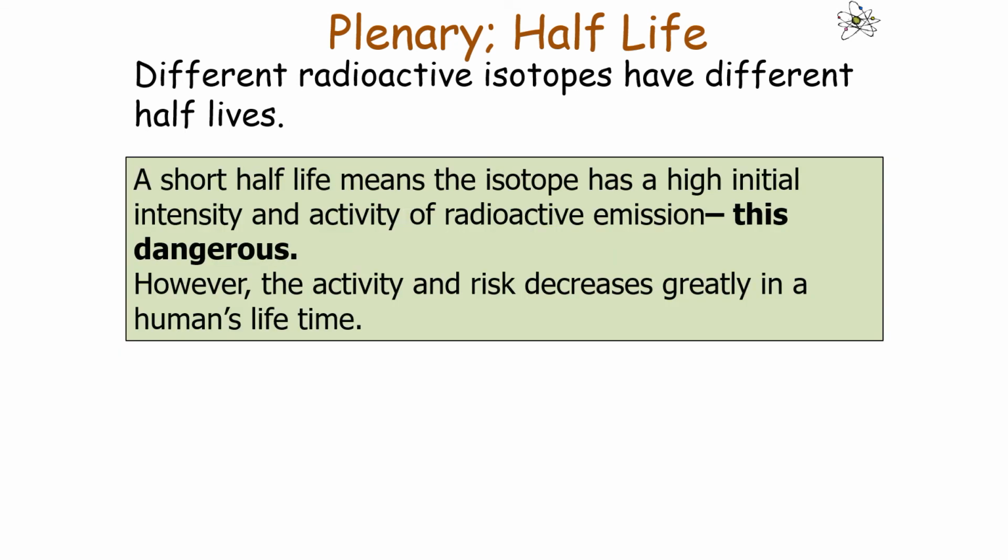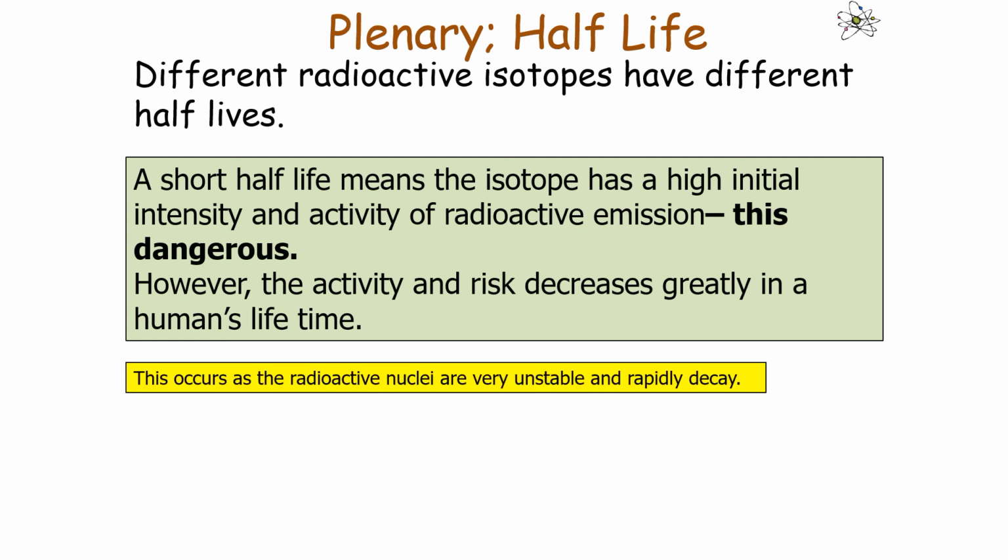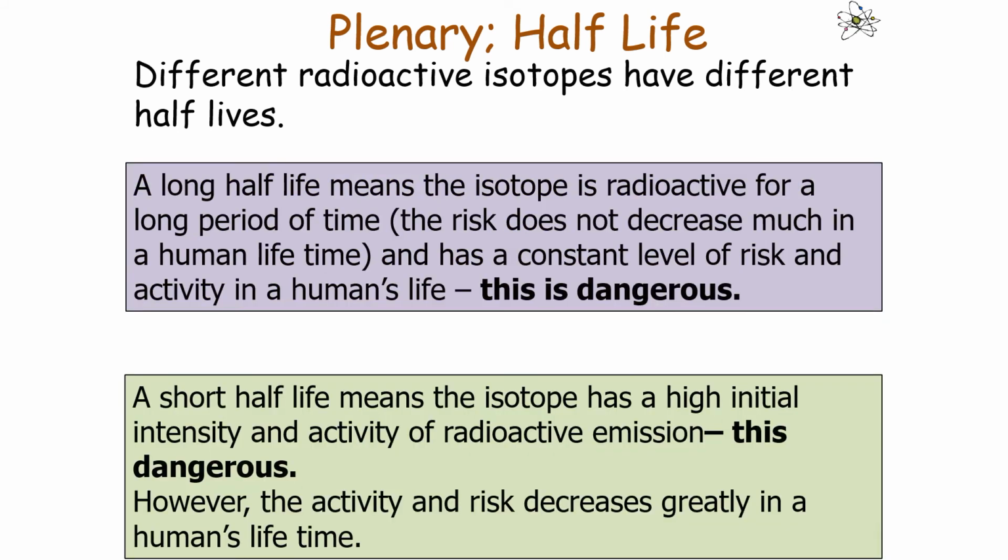Now, a short half-life means the isotope has a high initial intensity and activity of radioactive emission, which is also very dangerous. However, the activity and the risk decrease greatly in a human's lifetime. Now, a radioisotope will have a short half-life if the radioactive nuclei in the sample are very unstable and will decay. So it's very important that you understand the dangers associated with a long half-life radioisotope and the dangers associated with a short half-life radioisotope and how these levels of danger and risk change over a human's lifetime.